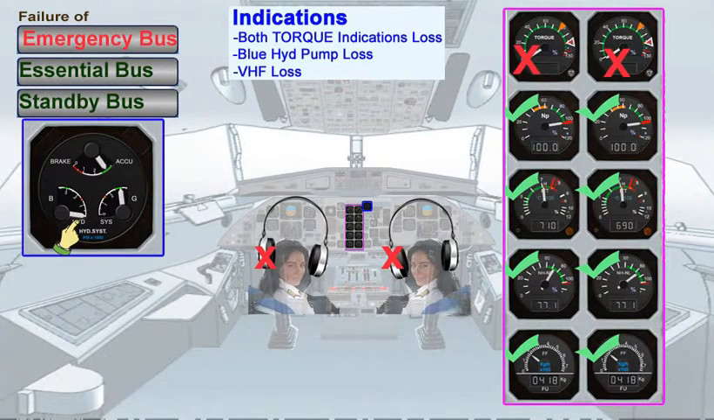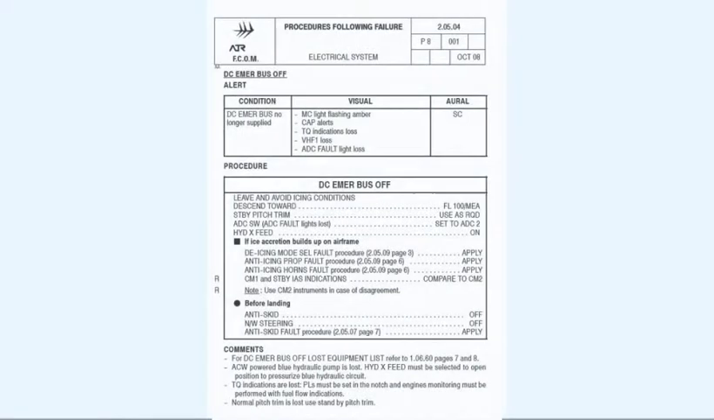When emergency bus fails, the 3 main indications are: both torque indications are lost. Blue hydraulic pump indication shows 0. VHF communication is lost, of the pilot and of co-pilot. These indications are mentioned in procedure following failures.